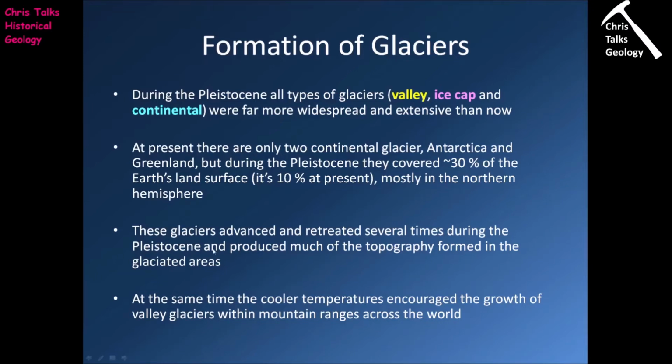Now, we also know these glaciers advanced and retreated several times during the Pleistocene, and this produced much of the topography formed in glaciated areas. So typically a lot of the topography you'll see in places like Canada and Scandinavia is the result of the movement of ice during the last ice age. At the same time, we also have cooler temperatures which encourage the growth of valley glaciers within mountainous areas, and so we not only see a change in the size of the ice caps and the continental glaciers, we also see an increase in the number and size of valley glaciers during the last ice age. So none of this is particularly surprising.